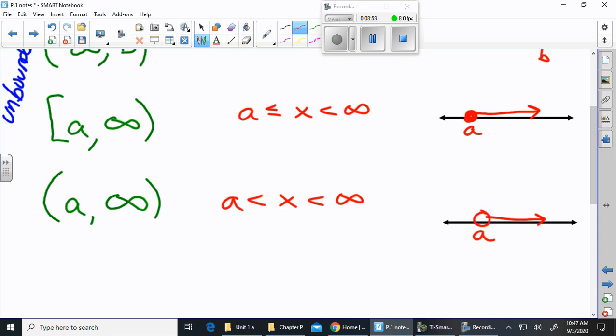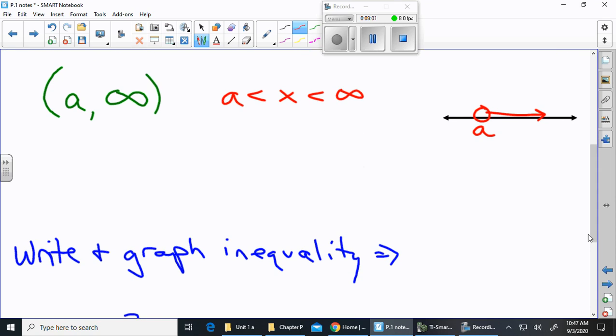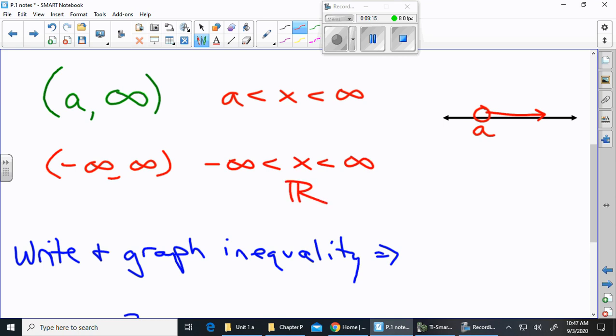Last one that I don't really have on here that we do want to know is negative infinity to infinity. What is negative infinity to infinity? That. What is it also? Double stemmed R, which is all real numbers. What does that mean on a number line? Everything. It's everything on the number line. There's no open circles or closed circles.